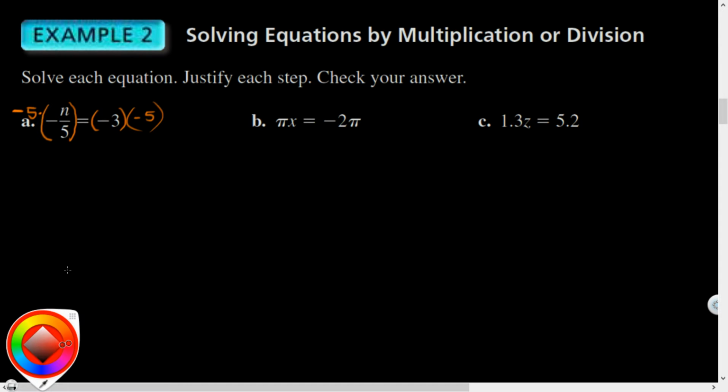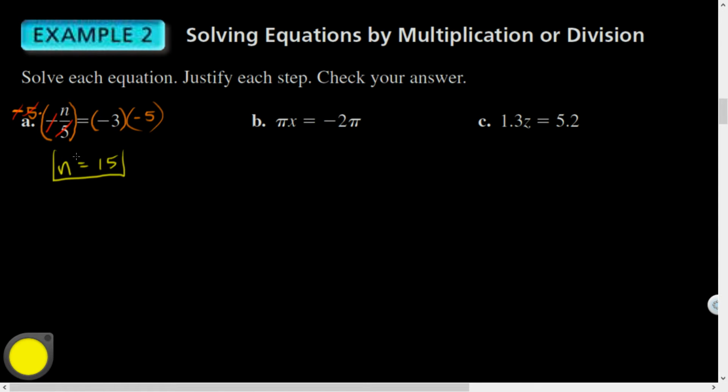All right, so watch how cool this is. Ready? We're going to solve for n super quick. The 5s cancel out. Those minus signs cancel out. And I get n equals, my equal signs line up, negative 3 times negative 5. Negative times a negative is a positive. And 3 times 5 is 15. All right, so using inverse operations, I'm getting the variable by itself.